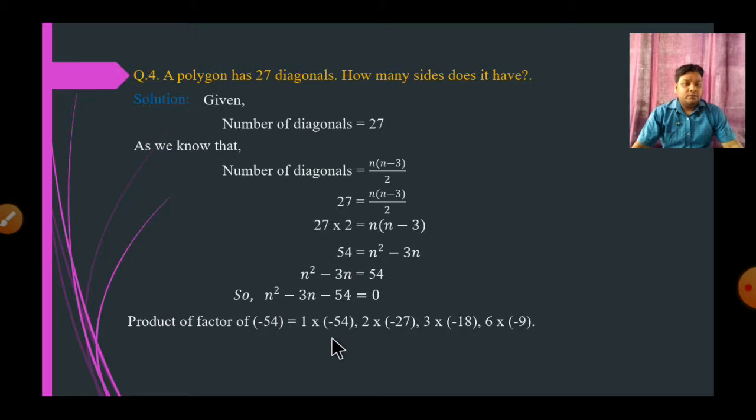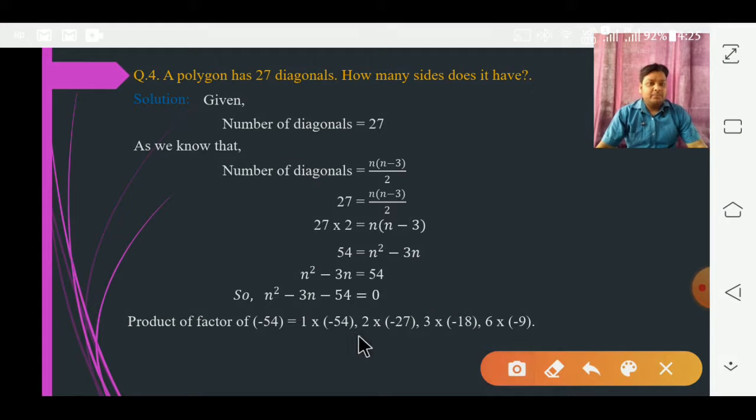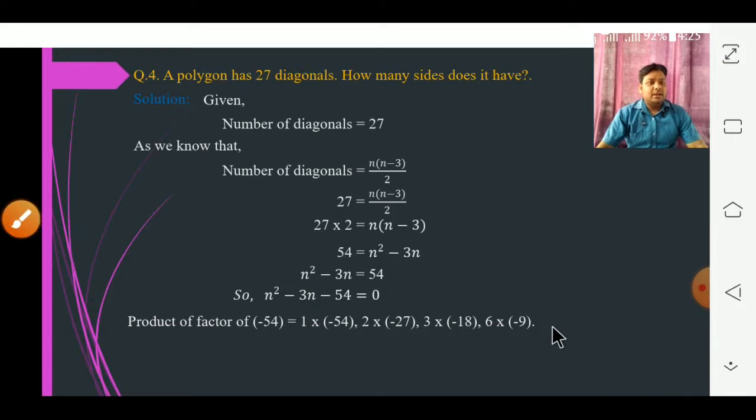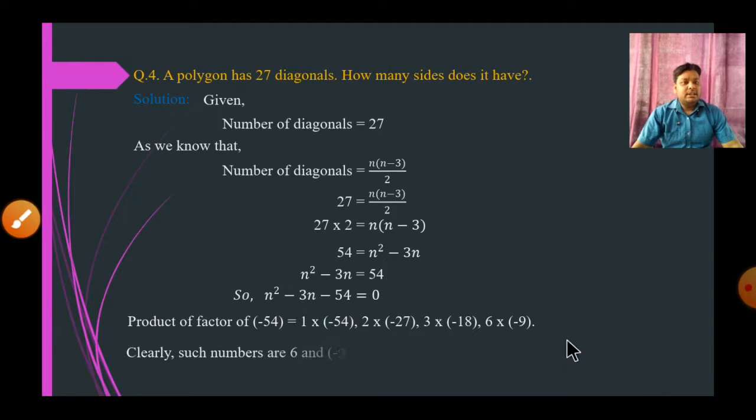Now, 1 into minus 54, same as 2 into minus 27, 3 into minus 18, and 6 into minus 9. Now, if you add 1 plus minus 54, you will get minus 53, which is not matching minus 3. Now, 2 plus minus 27 is minus 25, it is also not matching. 3 and minus 18 gives minus 15, it is also not matching. Now 6 and minus 9 gives minus 3. Yes, it is matching. So clearly the numbers will be 6 and minus 9.